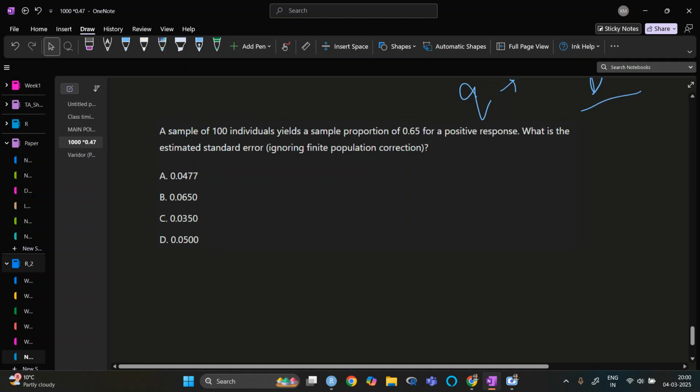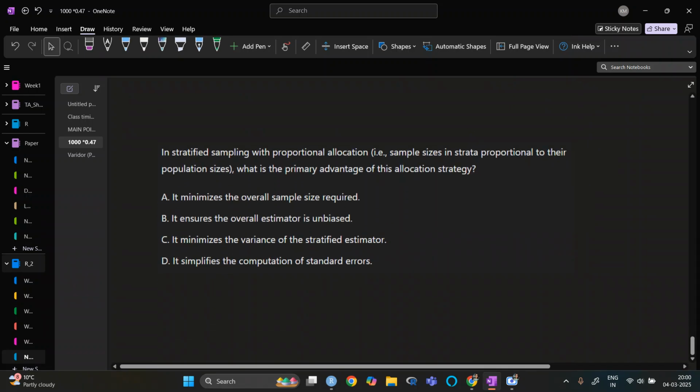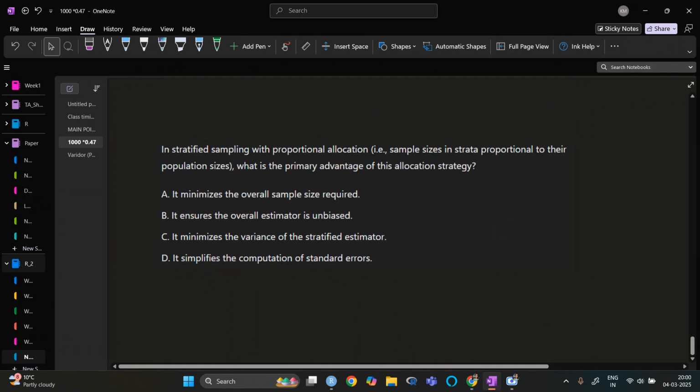The next question is: in a sample of 100, for the positive response, what is the standard error? This one is again very similar. All we need to do is 0.65 into 0.45 divided by 100.